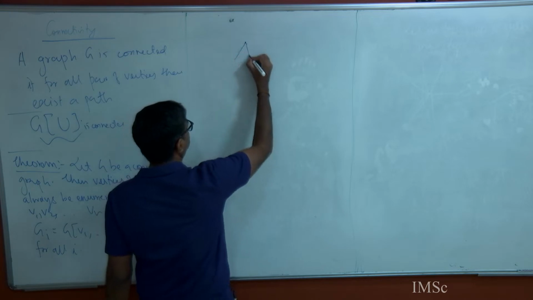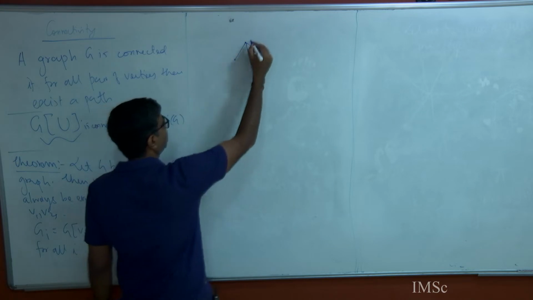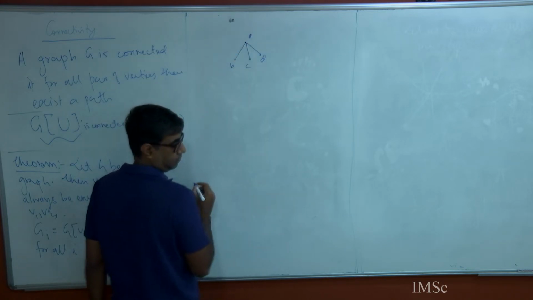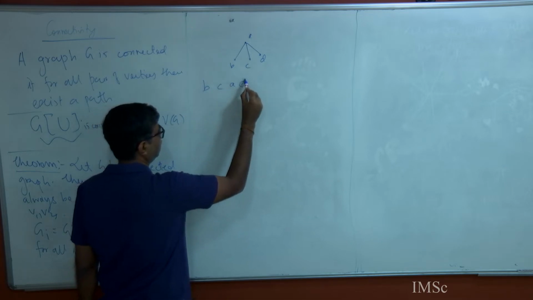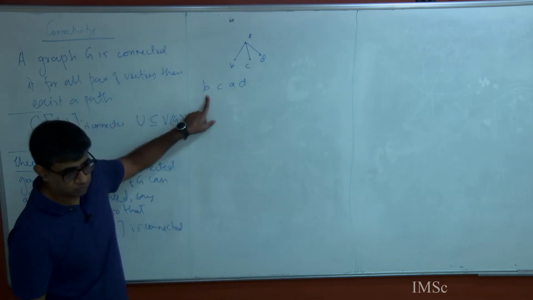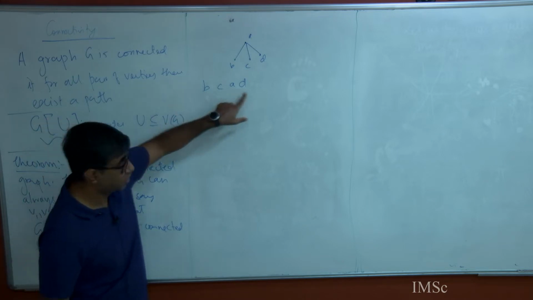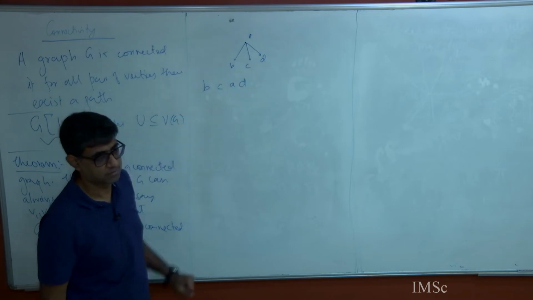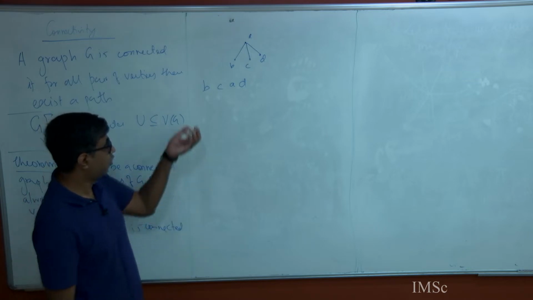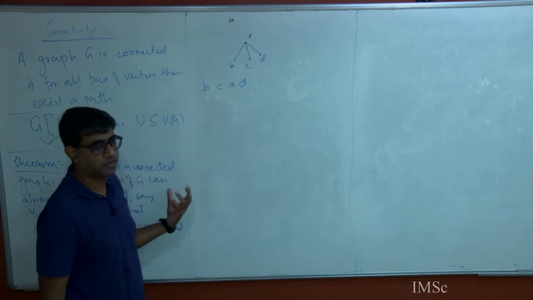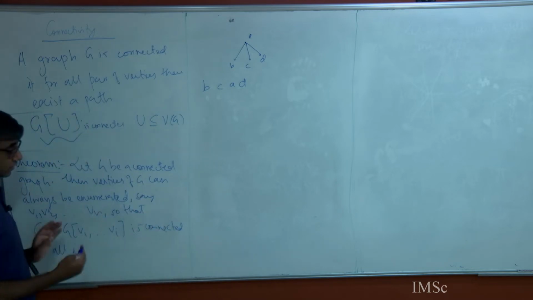For example, look at this curve, and suppose I have A, B, C, D. If I write B, C, A, D, the graph induced on B is connected because it's a single vertex. But is the graph induced on BC connected? No. So this enumeration is definitely not a valid enumeration for this. So what should be the valid enumeration? You understand my point? Not every enumeration of vertices would satisfy this property. But if the graph is connected, there exists an enumeration which satisfies this property.